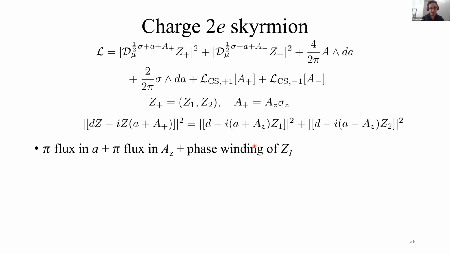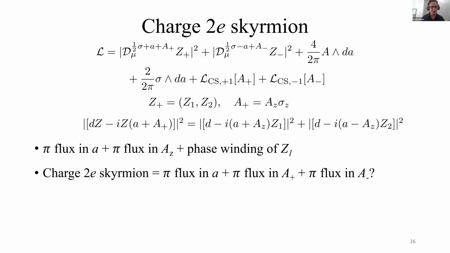So we can get a well-defined finite energy excitation by putting the pi flux in A and a pi flux in AZ, plus some phase winding in this Z1. This leads to the following identification. We can think of the charge 2e skyrmion as a pi flux in small a, a pi flux in A plus, and a pi flux in A minus. Because if we insert a pi flux in A, we have to insert a pi flux in both A plus and A minus.